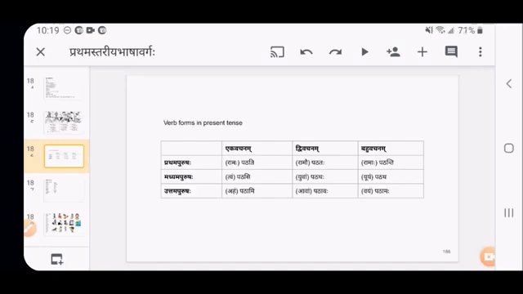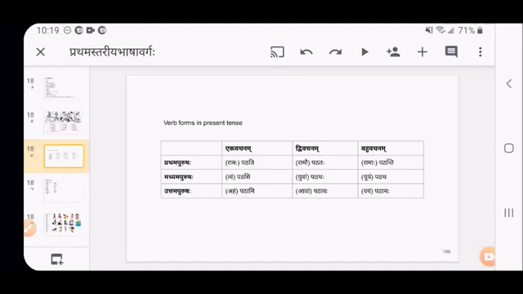The same way for Madhyam Purush and Pratham Purusha. Madhyam Purusha will be Tvam Gacchasi, Yuvam Gachatha, Yuyam Gachatha. Okay. Thank you, sir.